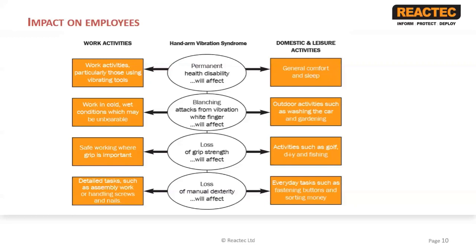And lastly, the loss of manual dexterity, which comes from hand-arm vibration syndrome, means that in a work environment, it makes it very difficult to do detailed work, such as handling small things like screws and nails, and detailed assembly work, which again translates into daily life and the ability to do tasks which require dexterity, such as fastening buttons or sorting money.